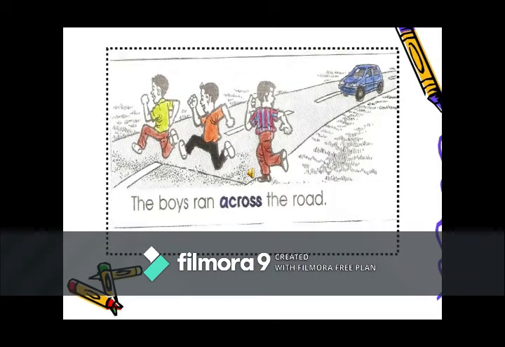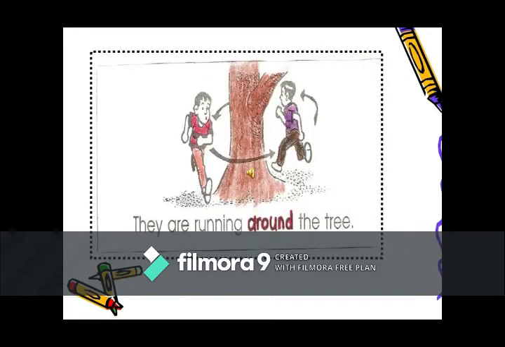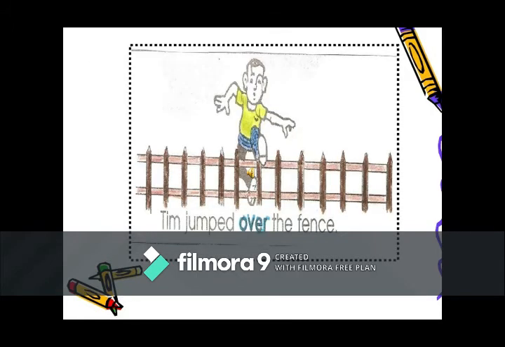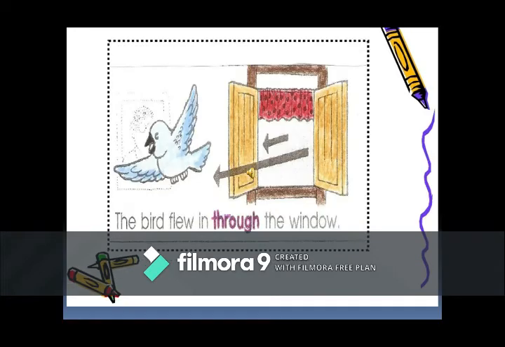The boys ran across the road. Where is the preposition? Across. Well done. They are running around the tree. Around is the preposition. The tin jumped over the fence. Over is the preposition. The bird flew in through the window. Also, where is the preposition here? It will be through.